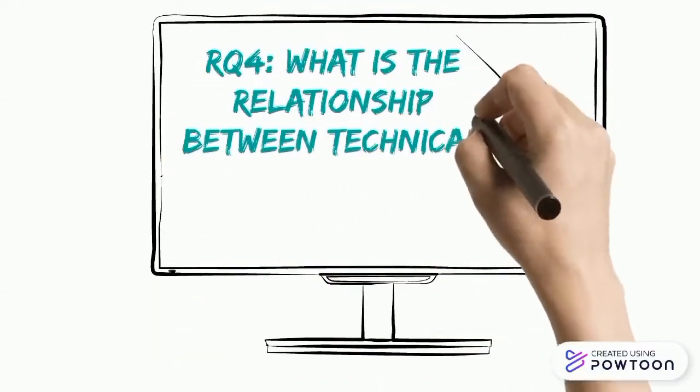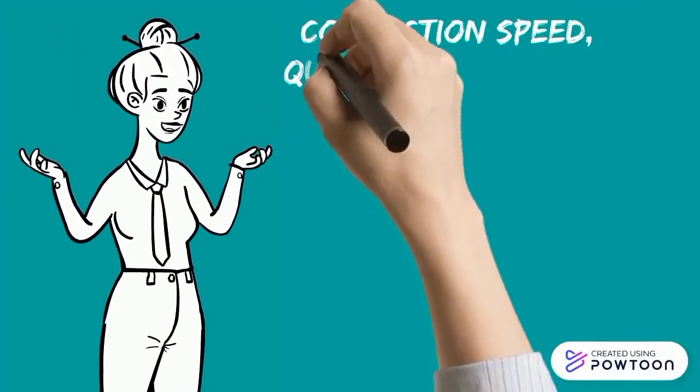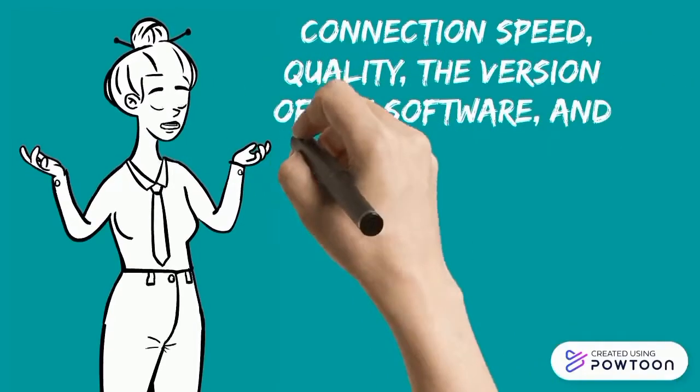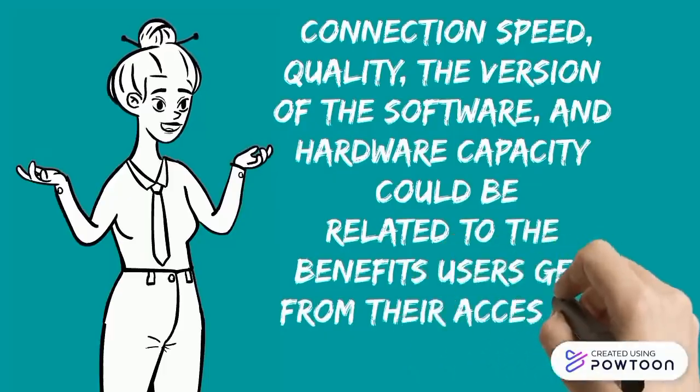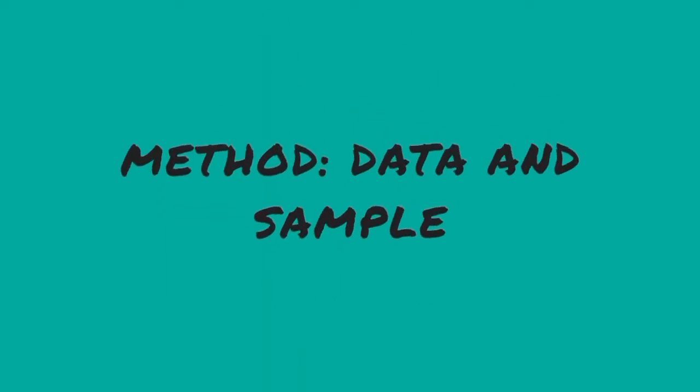The fourth research question is: what is the relationship between technical access and types of internet use? Previous research studies have found that differences in the technical aspects, such as connection speed, can be related to the benefits that the user gets from the ICTs. Now we are going to talk about method and data.